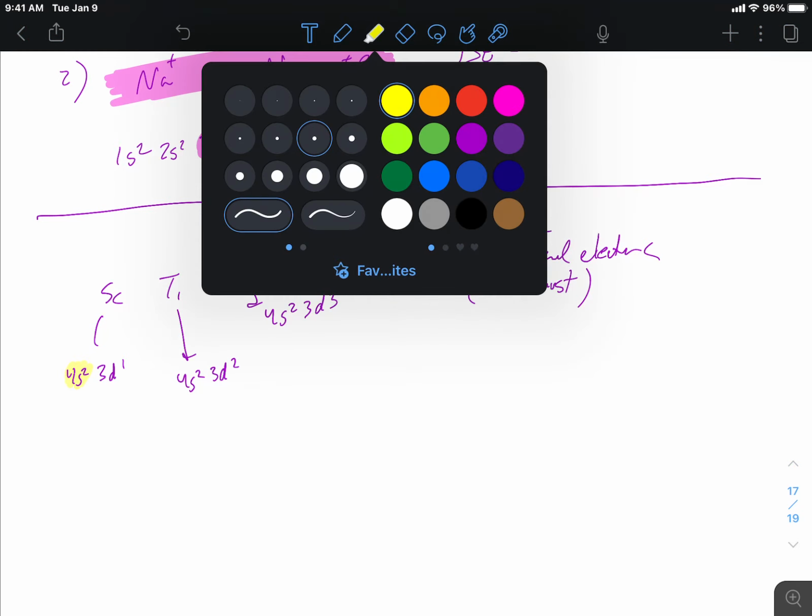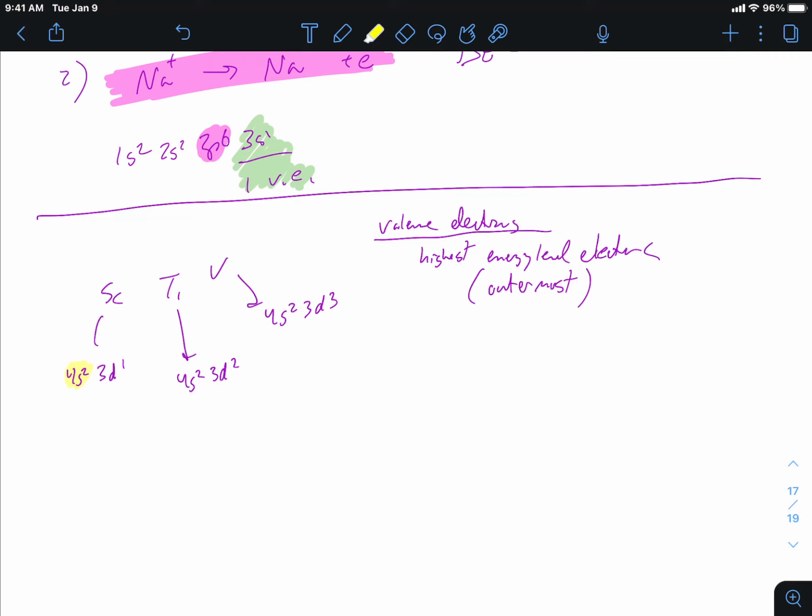Gotta make that bigger. Okay. What about titanium? How many valence electrons does titanium have? Also two. Vanadium? Okay, so we've already discussed that 2 seems to be the default number of valence electrons for D-block elements, right?